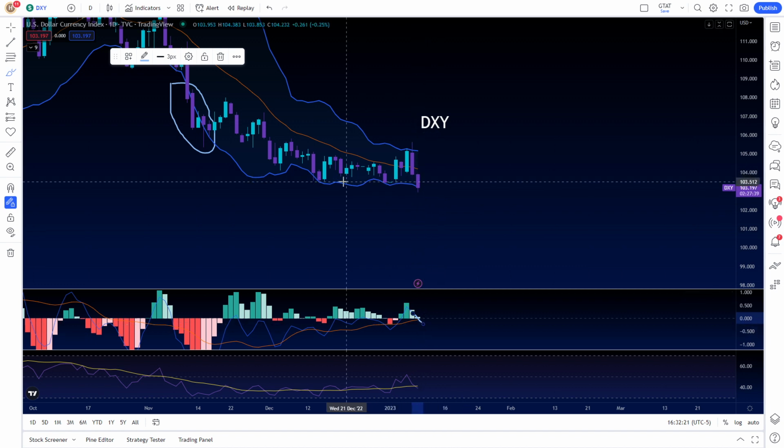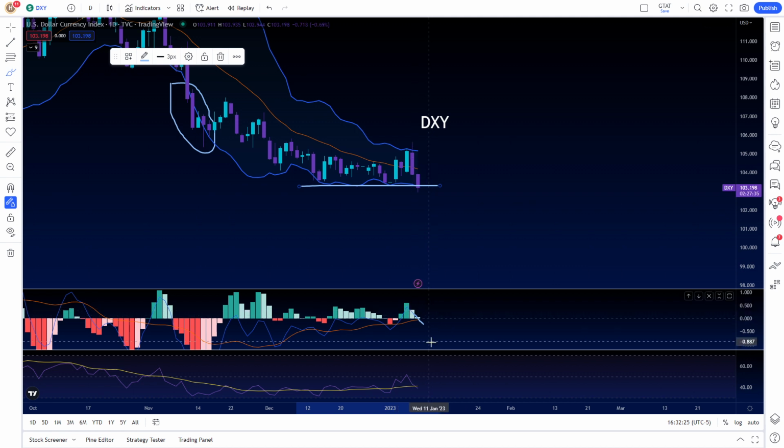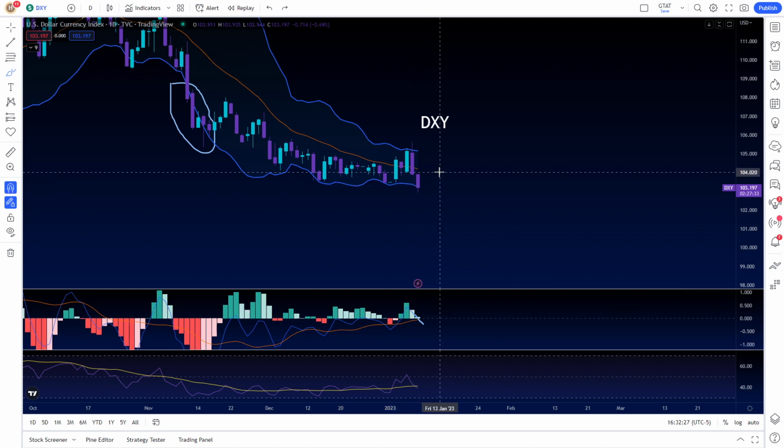So we made new lows on the dollar, yet the MACD has not crossed down below. So there's still more room to go to the downside on the dollar. And this weakness in the dollar can potentially show more strength into the overall stock market. So let's see how this plays out. But so far, this is my thoughts on the dollar.